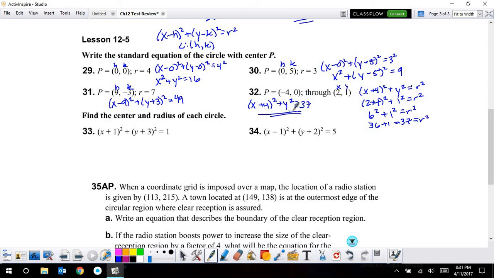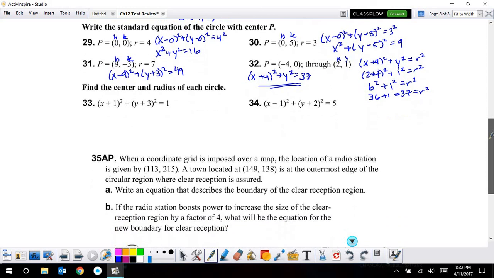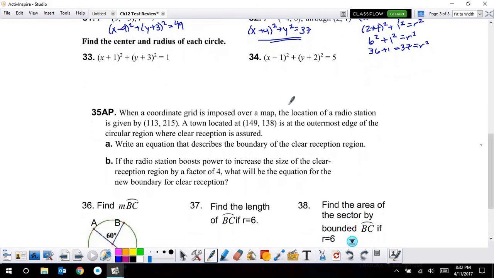So that's my final answer there. (x + 4)² + y² = 37. For 33 here, you're basically working backwards. So remember you've got (x − h)² + (y − k)² = r². We'll start with the easy one first, the radius. The square root of 1 is just 1.